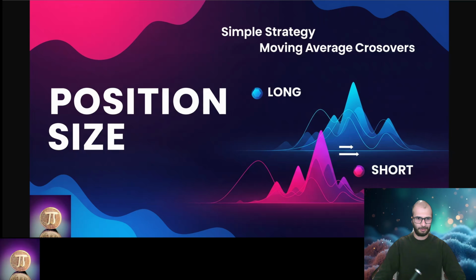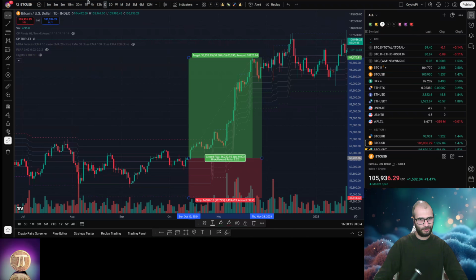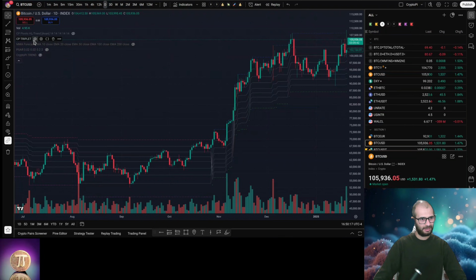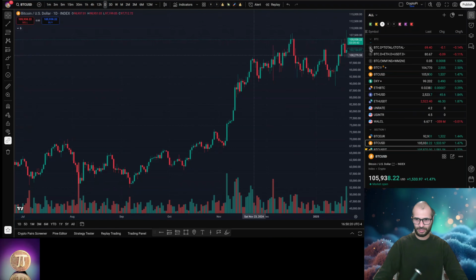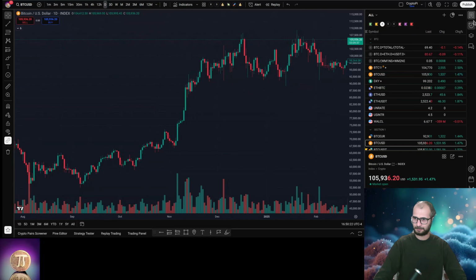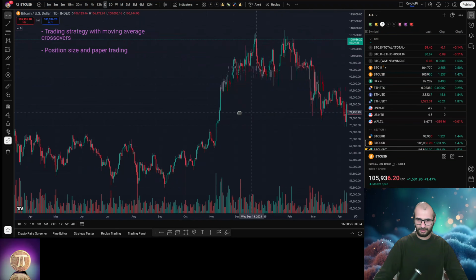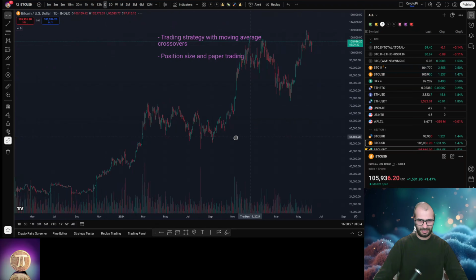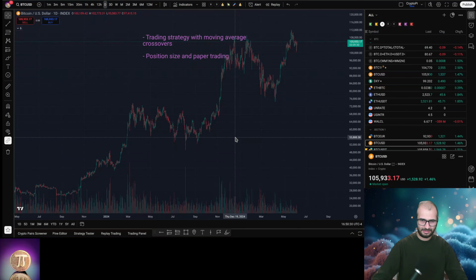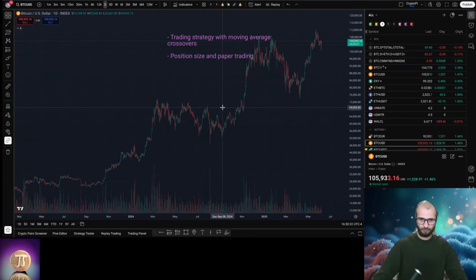Today, I want to talk about position size and its importance with an example of a simple strategy which uses moving average crossovers. What we see here is the Bitcoin chart in the USD pair. Now, if we simply analyze this, I think we did a very simple analysis in the previous video where we had discussed long position, short position, stop loss band, and moving averages.